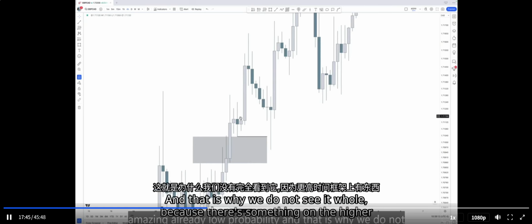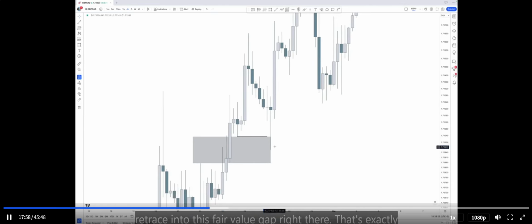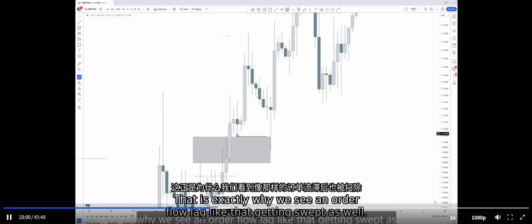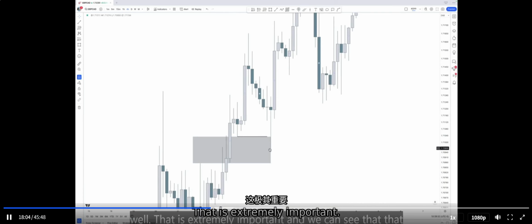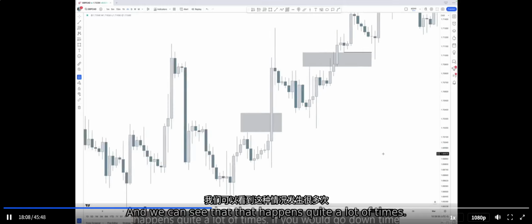And that is why we do not see it hold, because there's something on the higher time frame. This 4 hour order flow leg is not in context of the daily order flow leg. The daily order flow leg can retrace into this fair value gap right there. That is exactly why we see an order flow leg like that getting swept as well. That is extremely important. And we can see that that happens quite a lot of times.